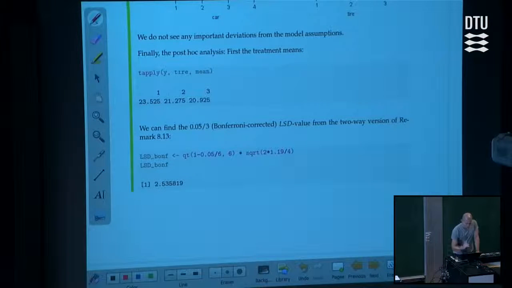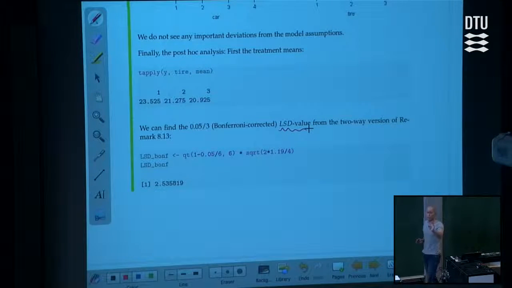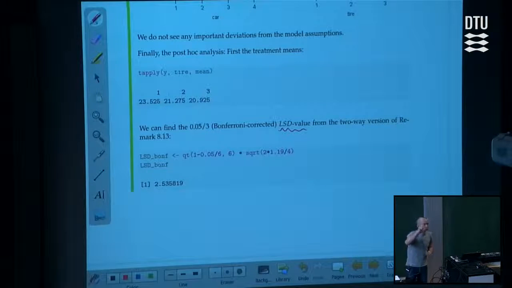Then I refer to this LSD thing again and go to the chapter on one-way ANOVA to find the formula. The LSD is this thing where I can compute the confidence interval width to be used for all comparisons. I compare it once and for all.